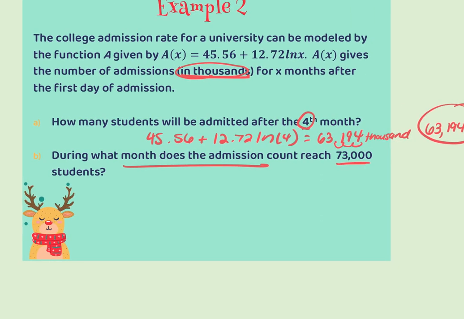So then part B says, during what month does the admission count reach 73,000 students? So what does 73,000 represent? What variable? It's your y or your A of x, but this is in thousands, right? And my equation is in thousands. So what do I have to do? Can I keep that as 73,000? Can I write it like this and then the rest of that equation? No. If that says 73,000, but my equation is in thousands, I have to make this 73. Does that make sense? So be careful with your units.